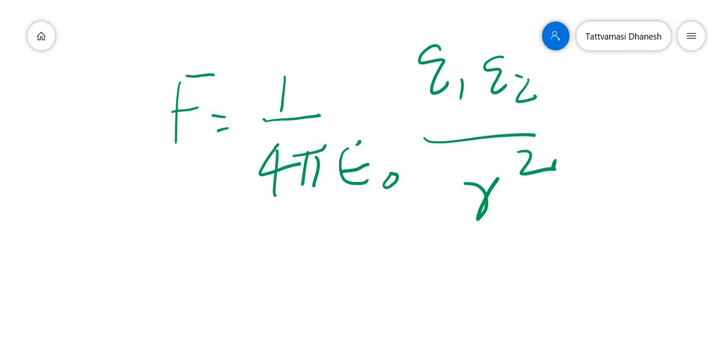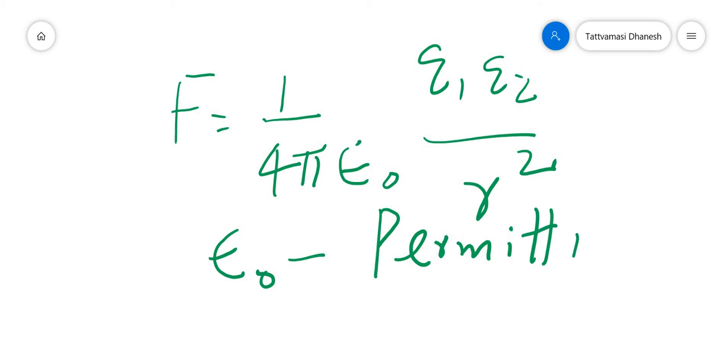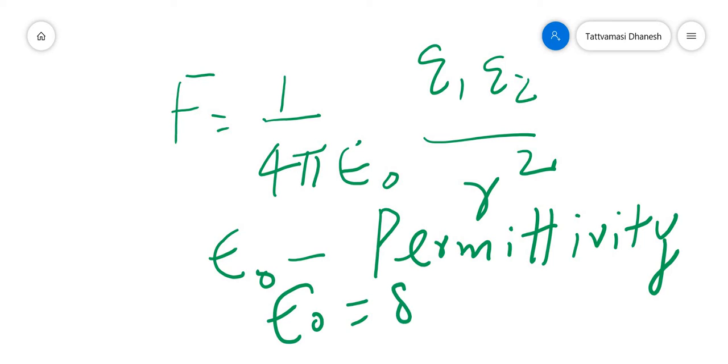Epsilon 0 is known as the permittivity of free space, and its value is 8.85 into 10 raised to minus 12 Coulomb square Newton raised to minus 1 meter raised to minus 2. All these aspects we covered. You can watch the previous video as well.